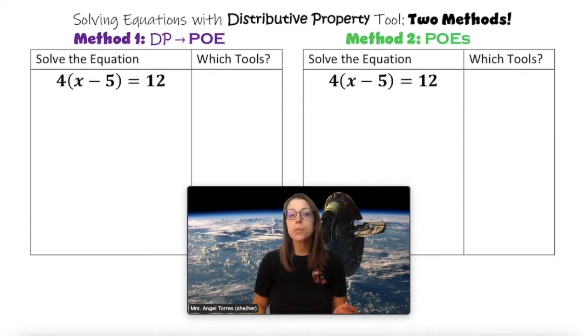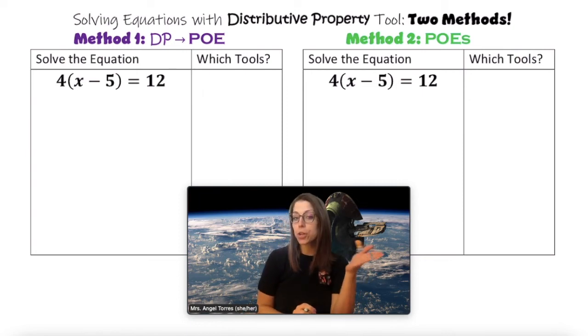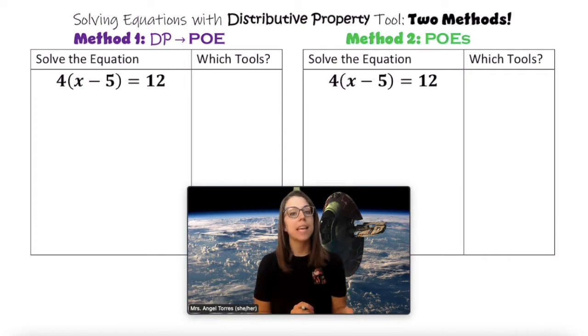For our examples with solving, we're going to look at 2 different methods. In method 1, we're going to apply the distributive property first, then use our properties of equality. But in method 2, we're actually going to look at how you can solve the same equation without using distributive property and only using our properties of equality. Let's start with method 1.